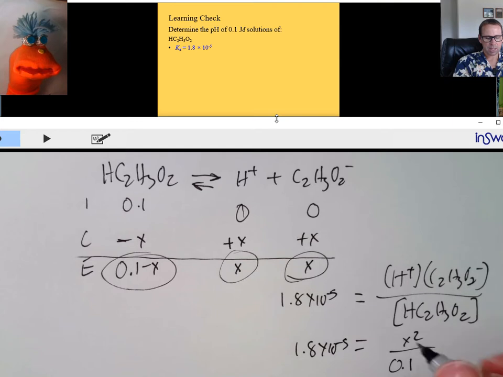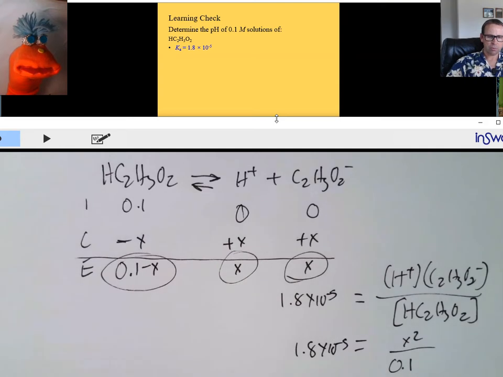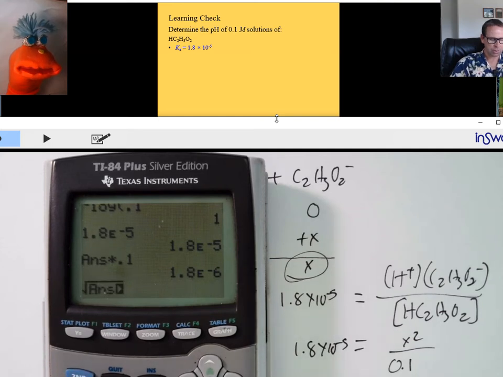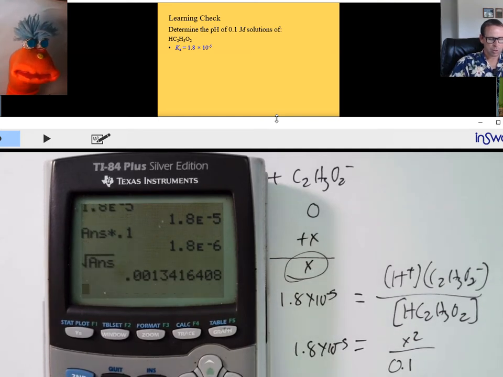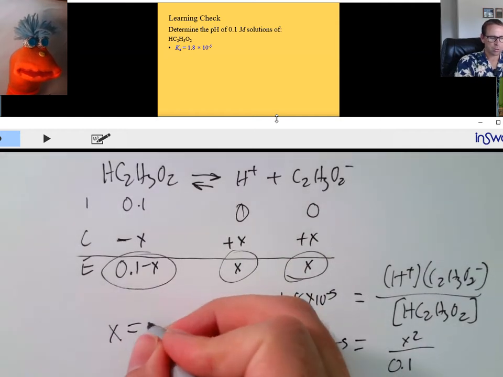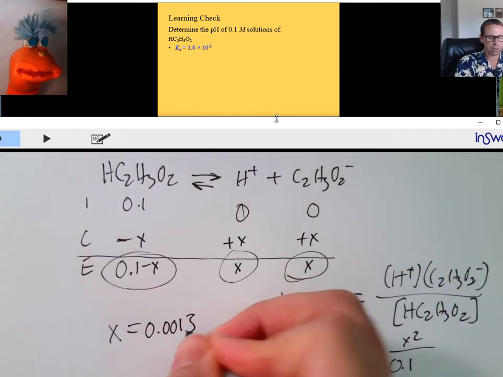But I can drop that x because this 1.8 times 10 to the minus 5 is much, much smaller than my 0.1. And so I can solve for x simply by taking 1.8 times 10 to the minus 5 times 0.1. And then we're going to take the square root of that answer. So it's 0.0013. X equals 0.0013.